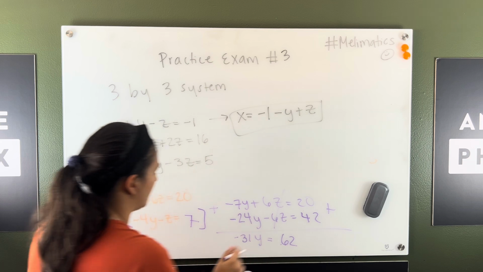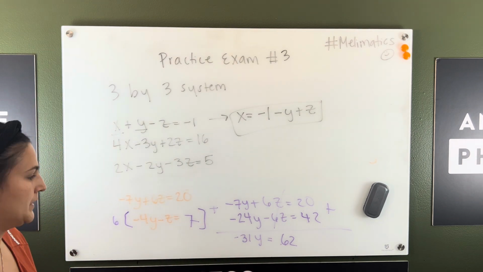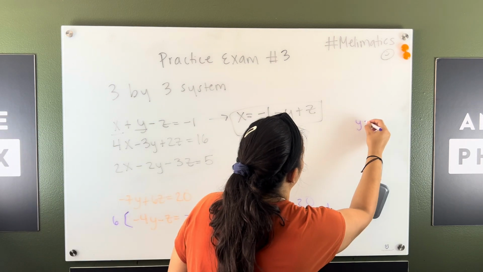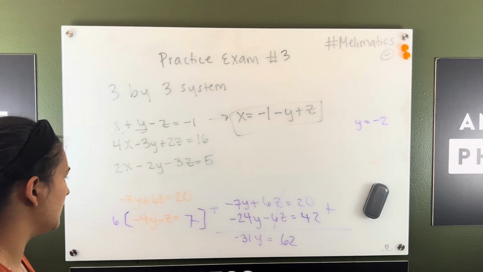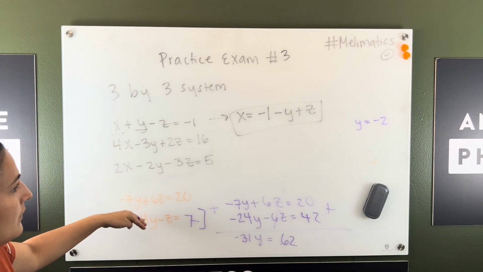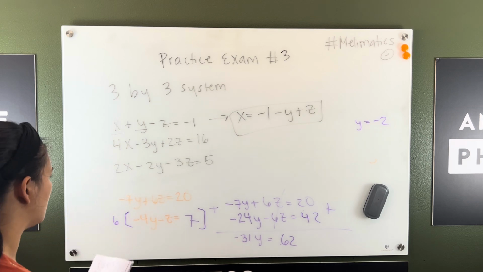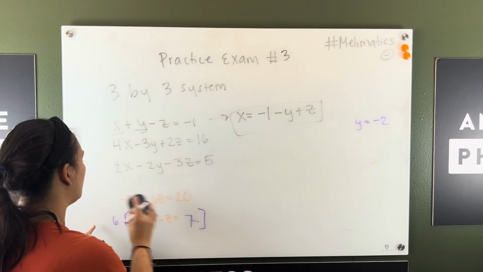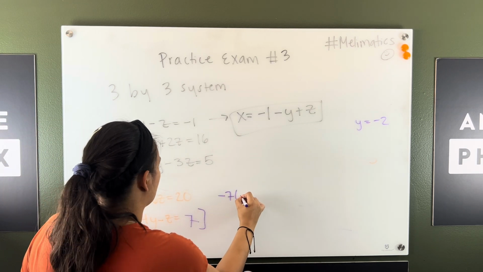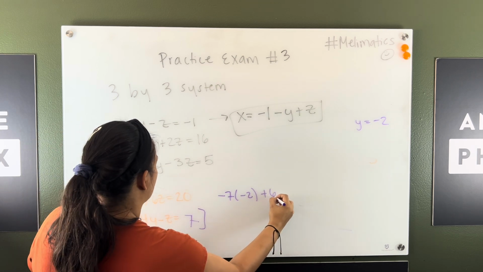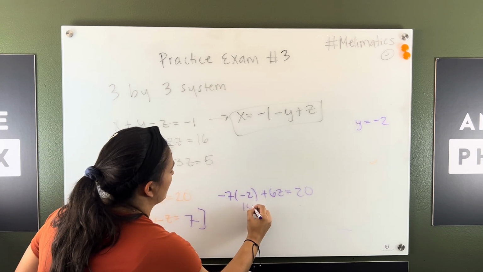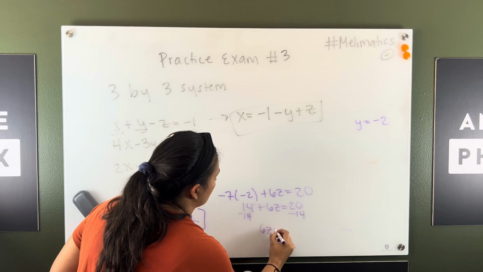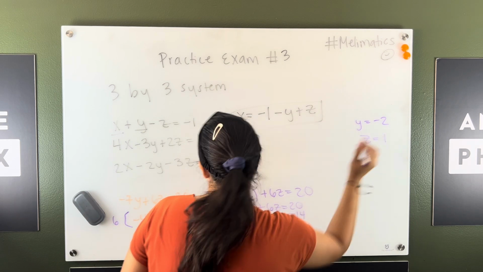Okay, so this means that y is simply negative 2, right? Because negative 31 times negative 2 would give me positive 62. So we got that our y is negative 2. Our z would be easy to find. I can just plug it into either one of the top or bottom. I'll plug it into the top. I erase this now that I solved for it already. So that's negative 7 times negative 2 for y, plus 6z equals 20. Solve for z. That'll be 14 plus 6z equals 20. Subtract 14, subtract 14, it's 6z equals 6. So z equals 1. See how nice that is?